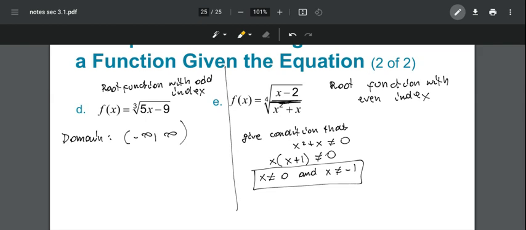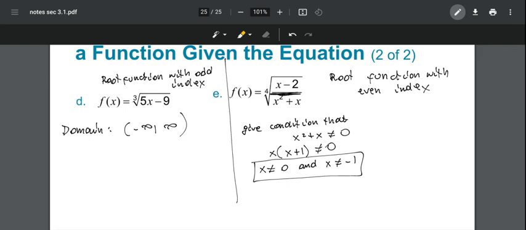And next, what we need to do, we need to give the condition that the expression under the radical is a positive number.